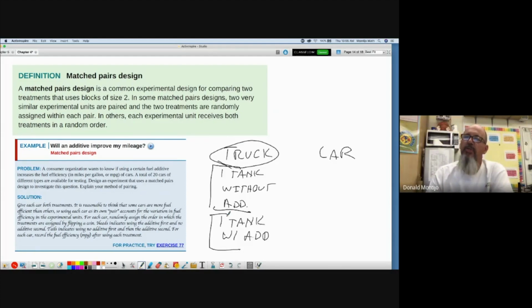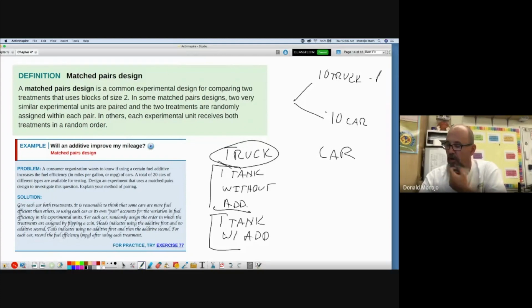We couldn't use a completely randomized design, because if we did, we could have all 10 trucks, and then here we could have 10 cars, and then the trucks all got the additive and the cars did not. Well, we can't compare trucks to cars. They get different gas mileage regardless if they have the additive or not.